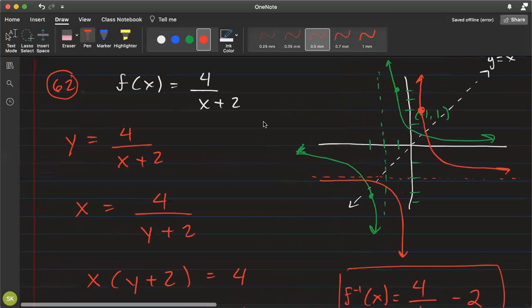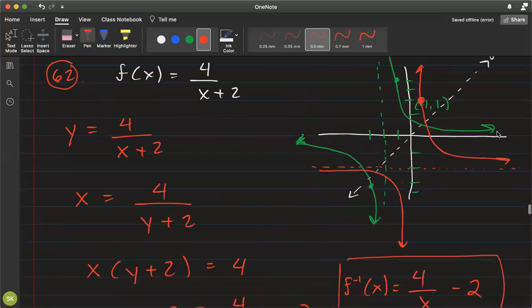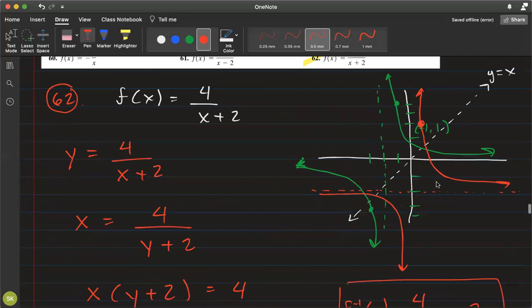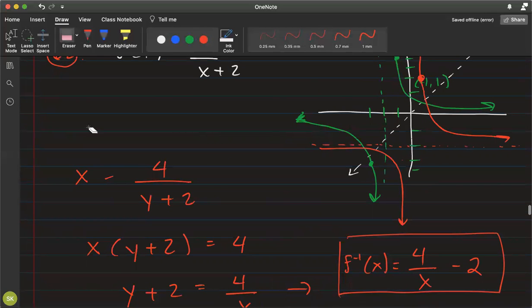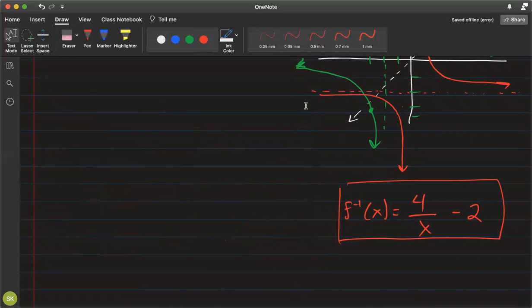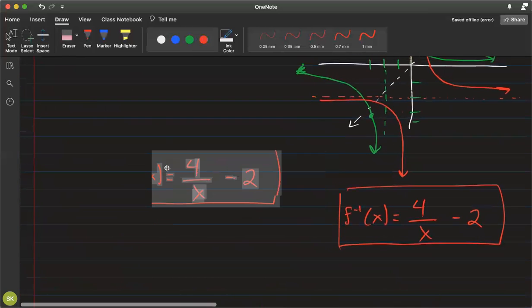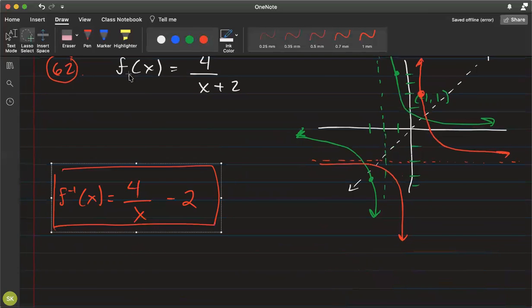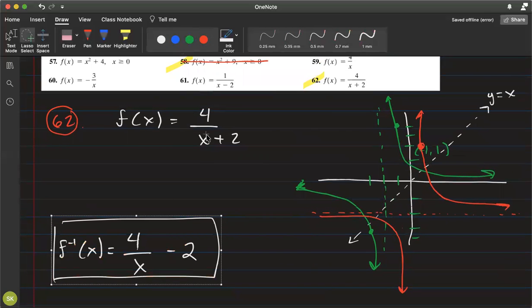Now let's talk about the domain and the range. And again, I'm not going to look at this graph to figure them out. I'm just going to look at the functions. So let me erase all of this. In fact, I'm going to go like this. And then I'm going to move this piece over to here because that's the inverse. Now let's find the domain and the range.